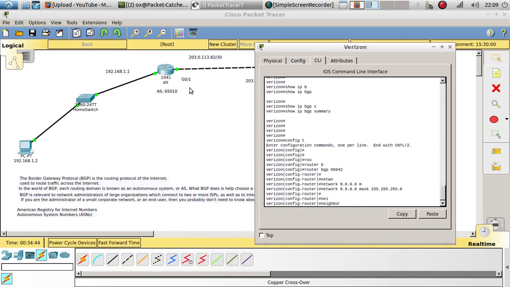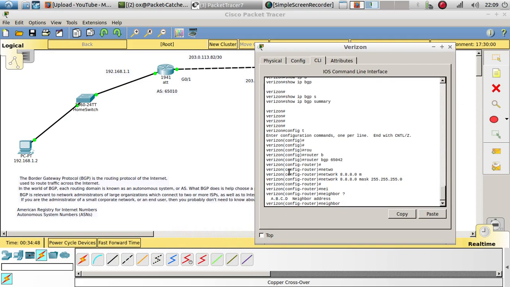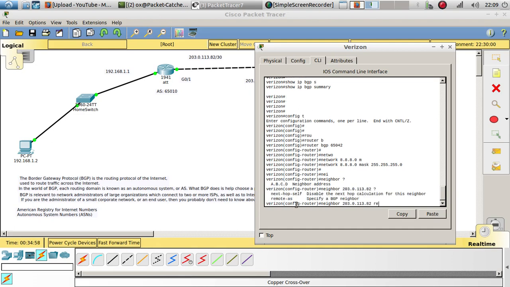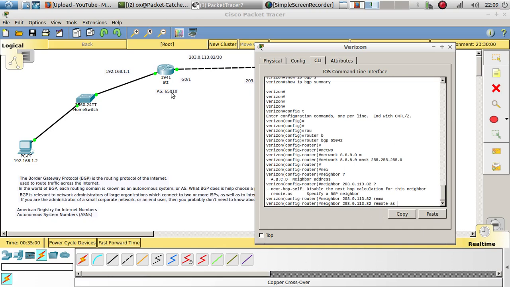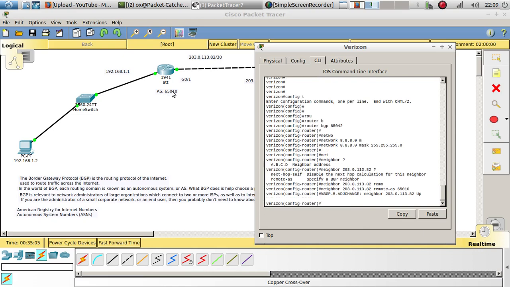And who's going to be our neighbor? This one over here. So neighbor, and then the neighbor address 203.0.113.82, and then remote AS, and we have to give it this AS over here, 65.0.10, and there it is. As soon as I did that, we can see now that we have a neighbor, which is 203.0.113.82, which is this one over here.